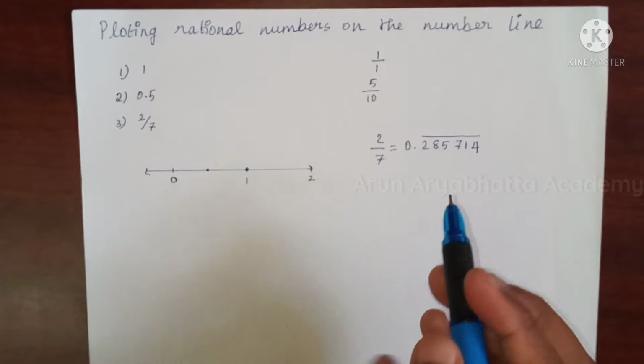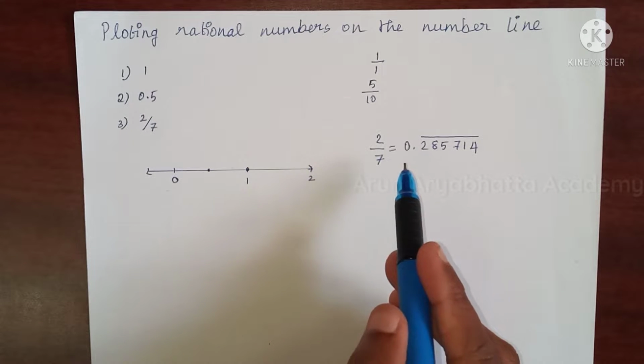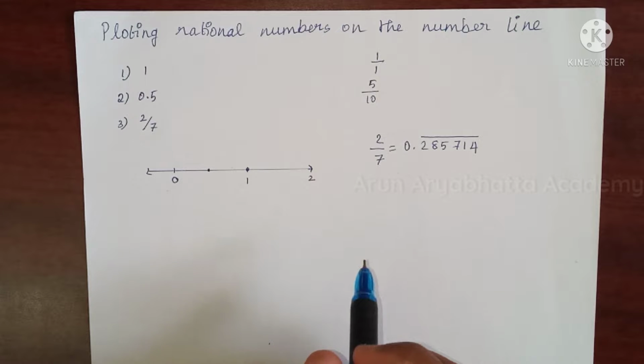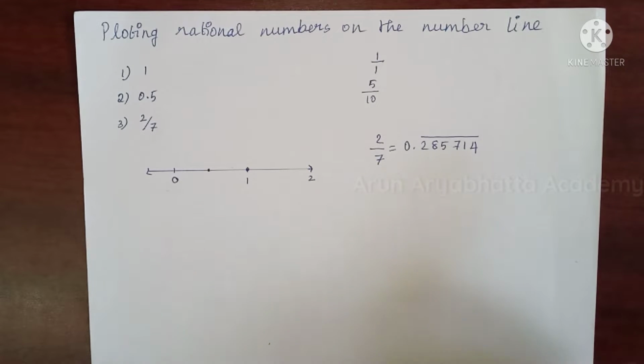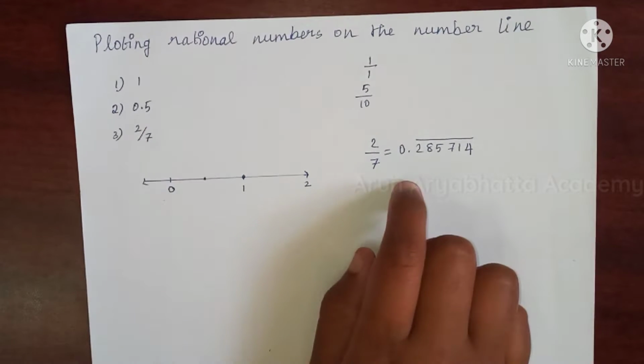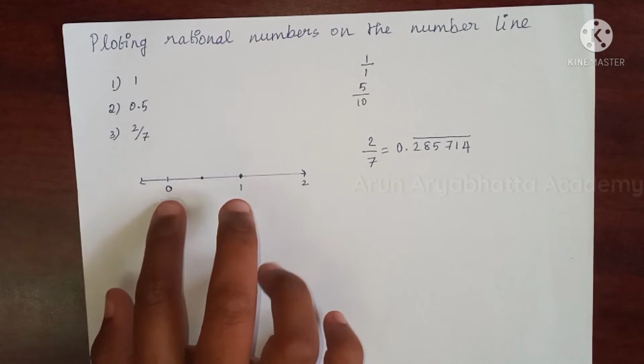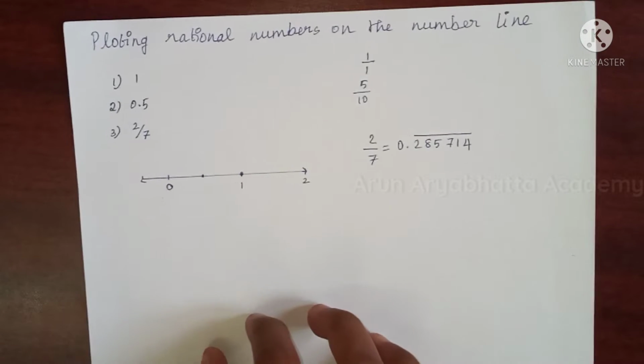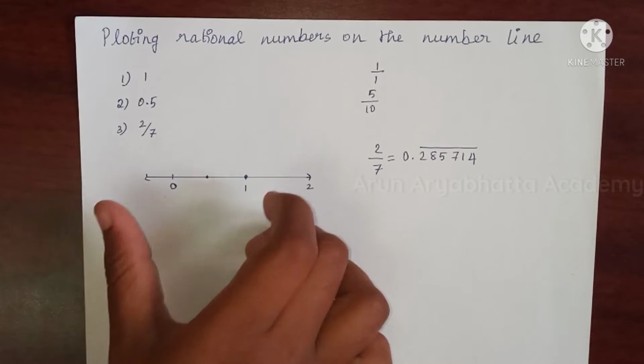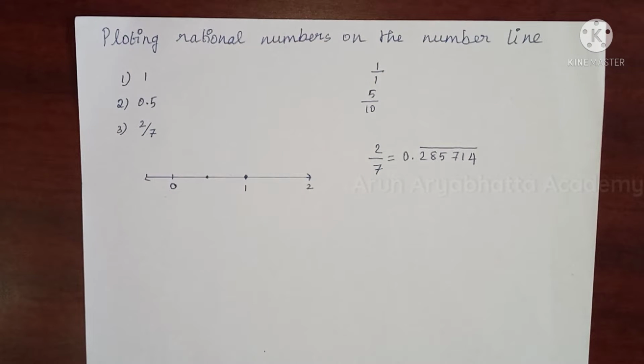So we are going to now plot 2 by 7 on the number line, just approximately, because it is repeating, never ending. So we cannot represent 2 by 7 accurately, so we are going to represent 2 by 7 approximately. It starts first with 0. So this decimal number will be in between 0 and 1. Now we are going to zoom this part a little bigger, so it will become like this.